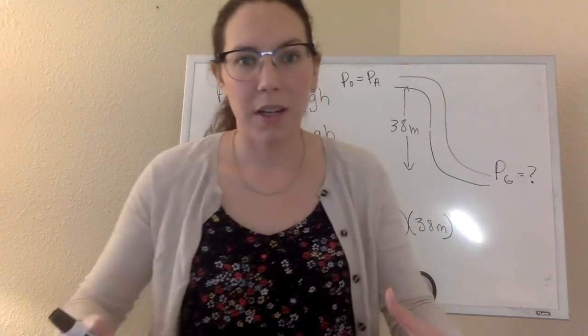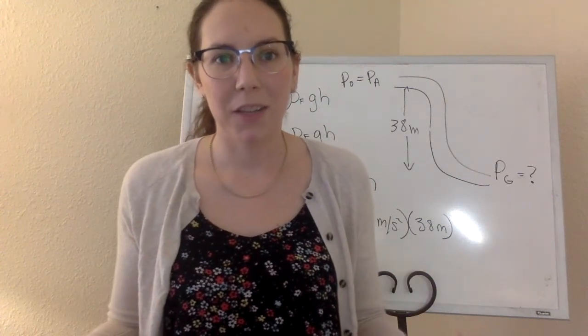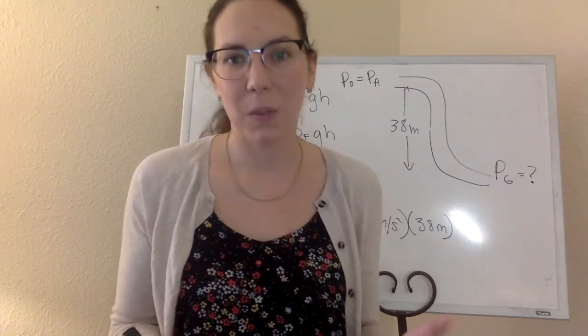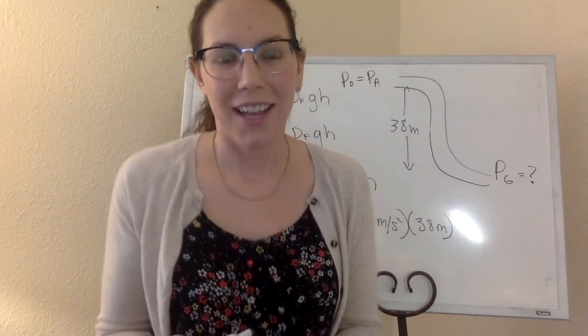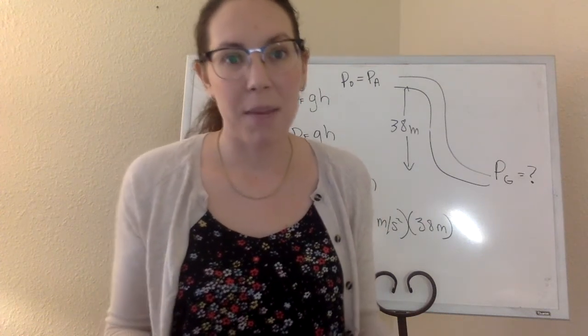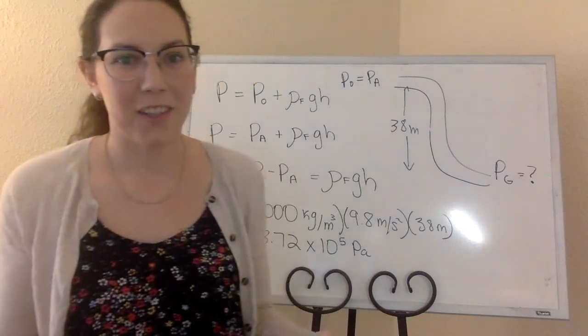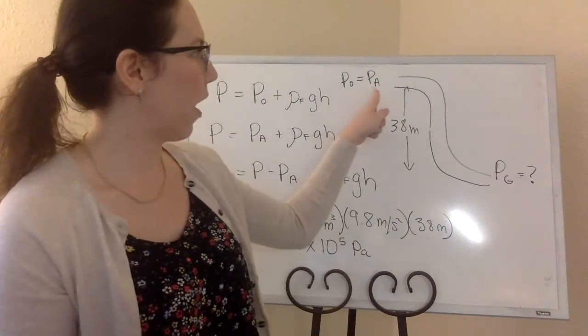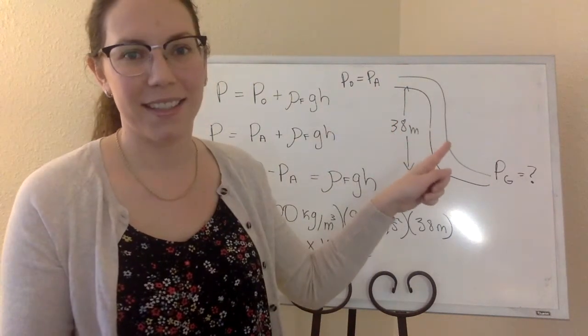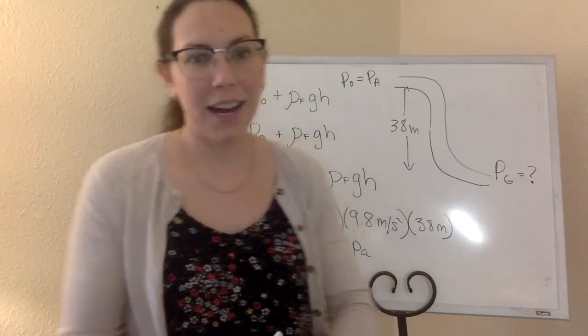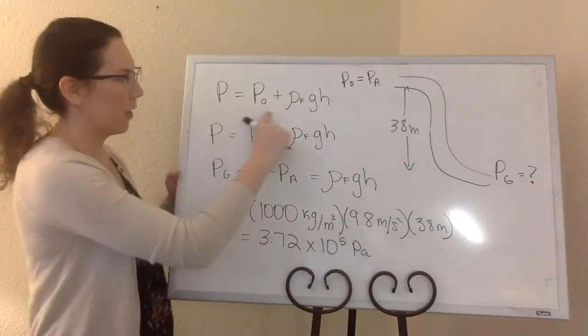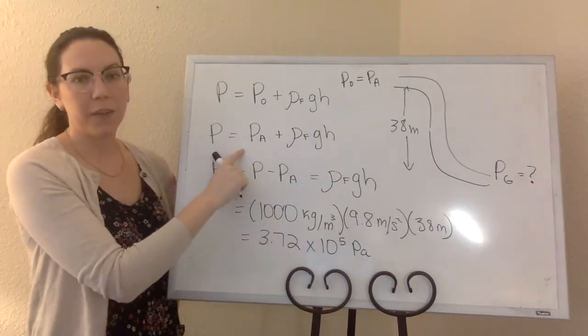In order for the water to flow out of that pipe, its pressure has to be at least equal to atmospheric pressure. Likely it's greater, but at the minimum it has to be equal to atmospheric pressure. So we do have P0 at the top equals PA in this case. So now with our diagram, let's apply the hydrostatic equation. And this time we're solving for gauge pressure.